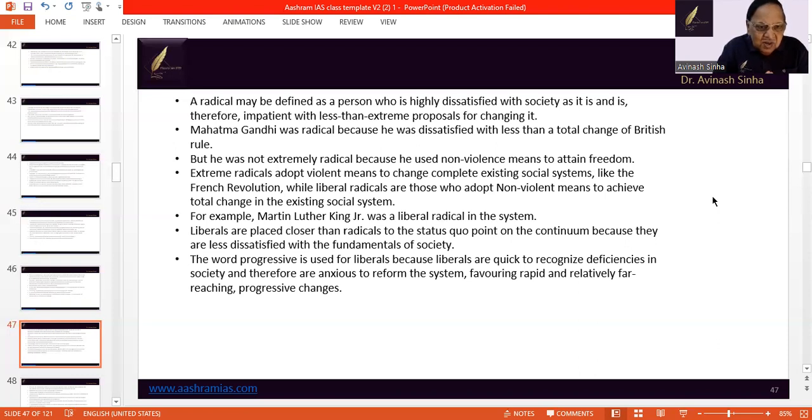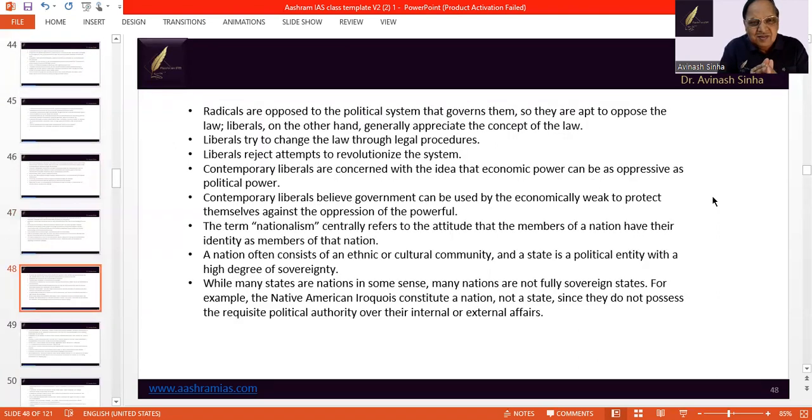Now, the word progressive is used for liberals, the other attitude of liberalism. The word progressive is used for liberals because liberals are quick to recognize deficiencies in society and therefore are anxious to reform the system, favoring rapid and tentative, far-reaching progressive changes. Relatively far-reaching progressive changes. This is what the liberals do. So liberals have a certain fixed and basic attitude.